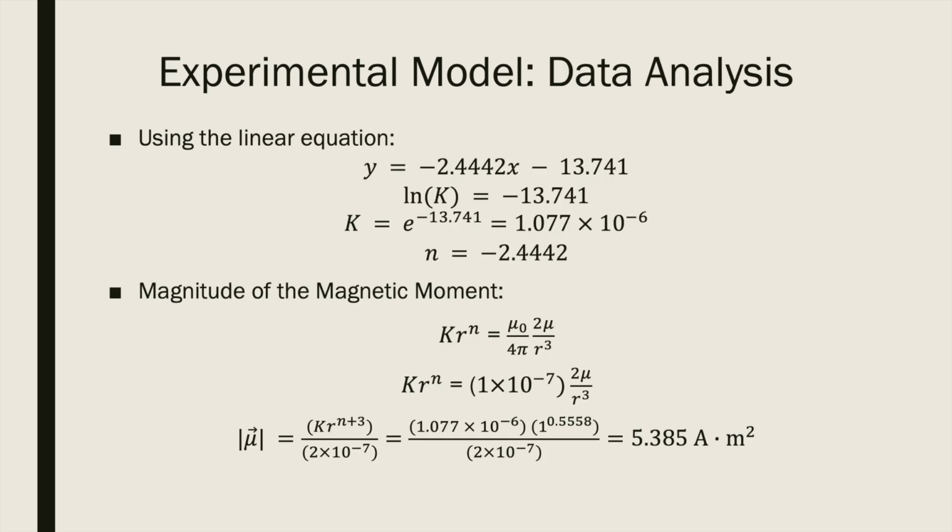Using the linear equation from the graph, the slope is n, which is negative 2.442, and the y-intercept is the natural log of k. This means that k is equal to 1.077 times 10 to the negative 6. We can set the distance dependence equation equal to the on-axis magnetic field and plug in these values of k and an approximate r to equal 1 to solve for the magnitude of the magnetic moment shown here.